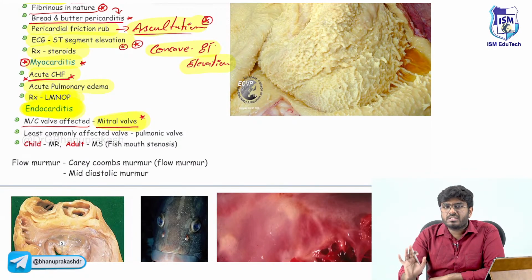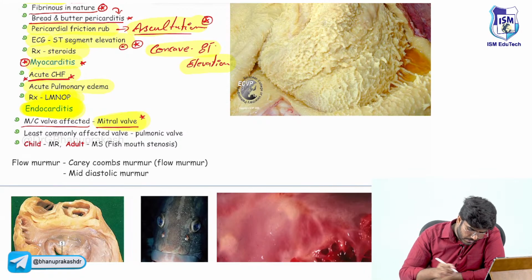Now, in pathology, what you should know is there will be pancarditis. Endocardial involvement will be there, leading to endocarditis. In endocarditis, the heart valves will be affected. The most common valve affected is the mitral valve, and the least commonly affected valve is the pulmonic valve. Done.